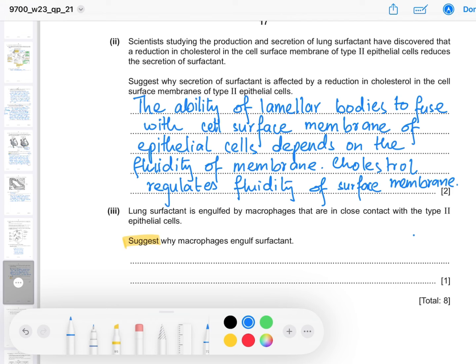So macrophages are immune cells that engulf pathogens. To understand how surfactant could be useful to macrophages, I'd look at its composition. The question tells us that surfactant is composed of proteins, cholesterol, and phospholipid. Now you need to think of how these three substances could be useful to macrophages. One reason for macrophages to engulf surfactant could be to utilize the protein, phospholipid, or cholesterol found in them.